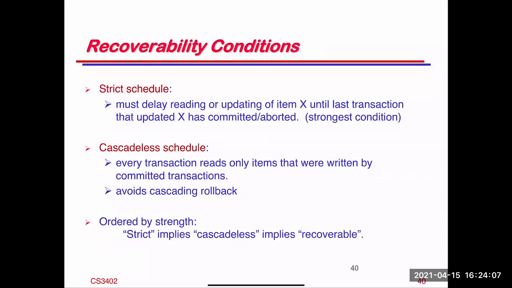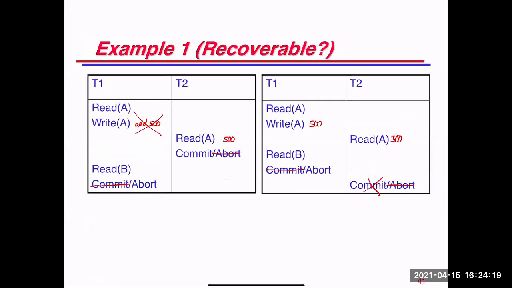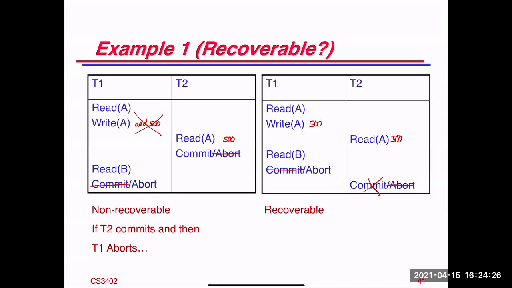Okay, and just to show you what strict means, right? We must delay reading or updating of an item X until the last transaction that updated X has committed or was aborted. So how do we fix this schedule here on the right so that it is a strict schedule? So basically we would need to delay this read here until after this commit or abort here.